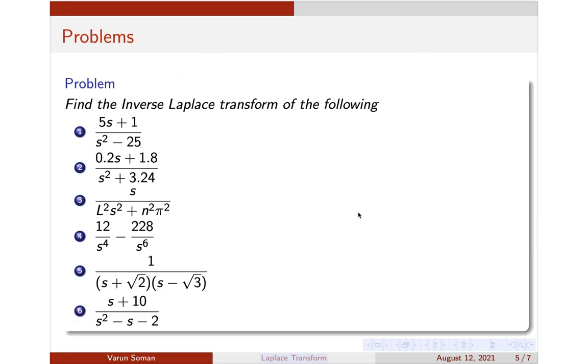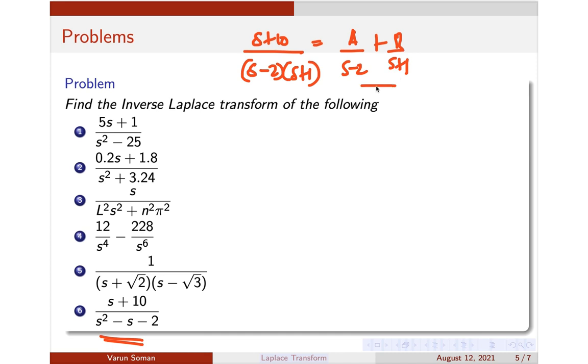Okay, and moving on, one more question here, s plus 10 by s square minus s minus 2. So if you have understood partial fractions, you can easily tell how to find this one also. Okay, so what will you do? I'll just factorize the denominator first of all. So that is actually equal to s minus 2 into s plus 1. Okay, so you write it as a by s minus 2 plus b by s plus 1. Okay, please try to find the value of a and b. Once you find the value of a and b, you know that the inverse transform is a e raised to 2t plus b e raised to minus t. So finding a and b is homework for you.